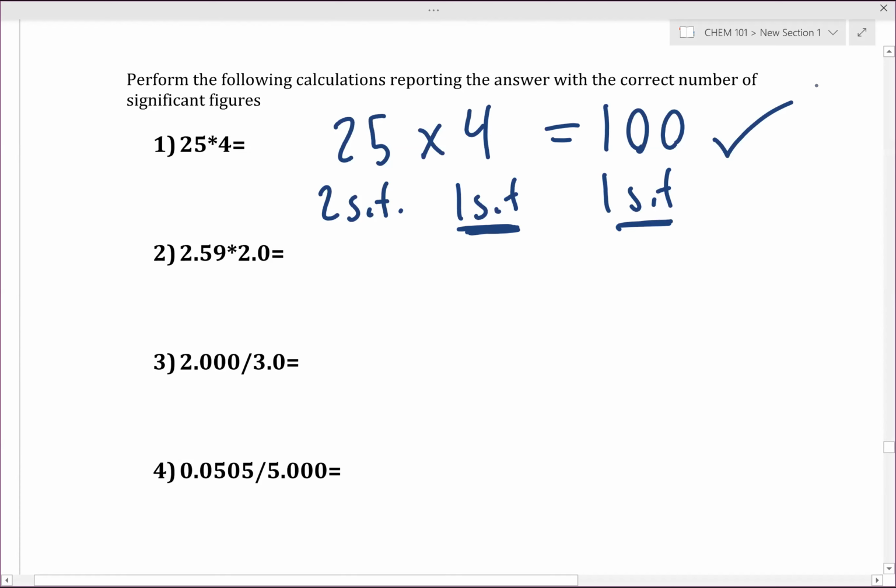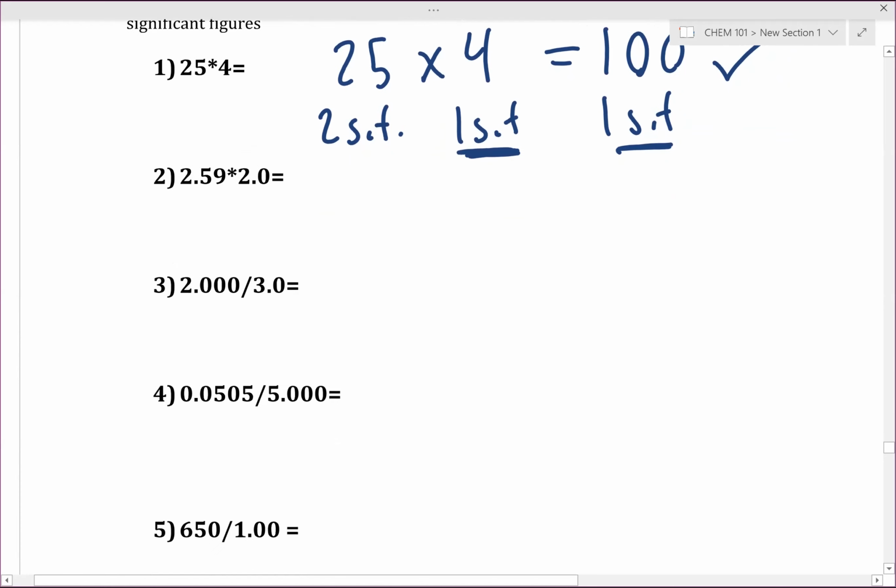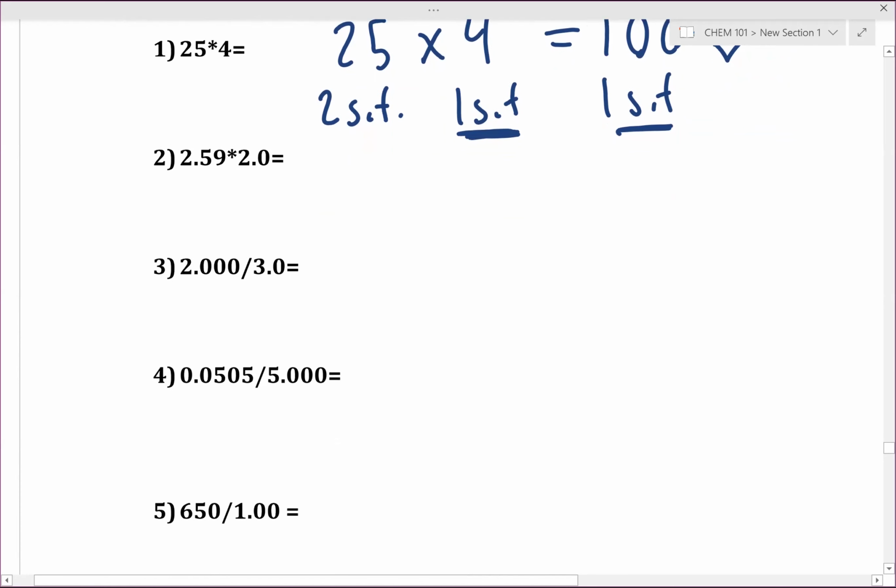There are cases where you will have to round to the appropriate number of significant figures. So I'm going to now let you loose on the following 4 problems and make sure you're counting your significant figures carefully here. And I'll be walking around to check to see how everyone's doing.